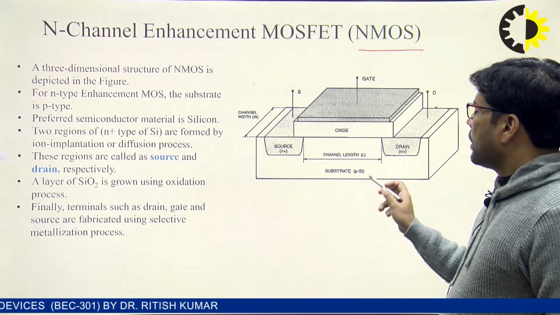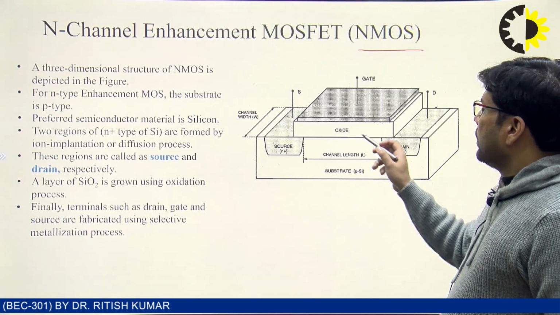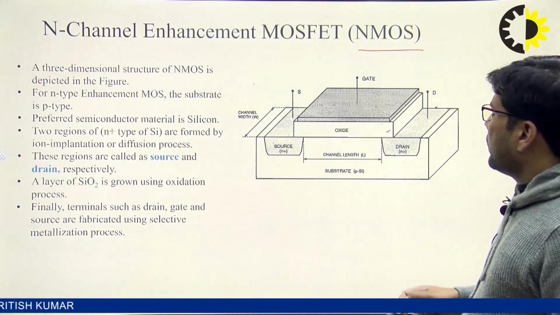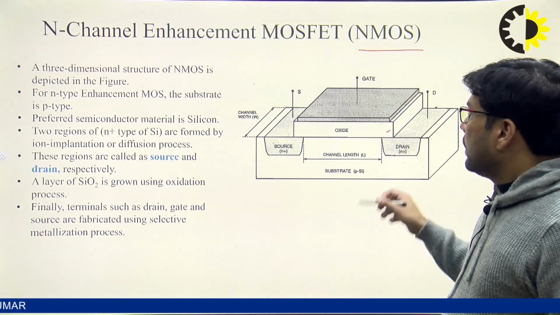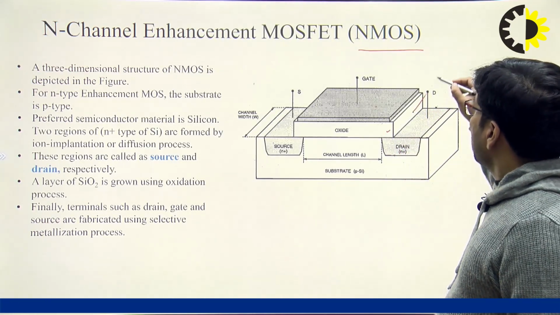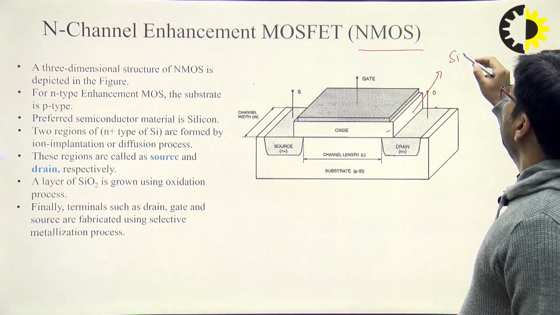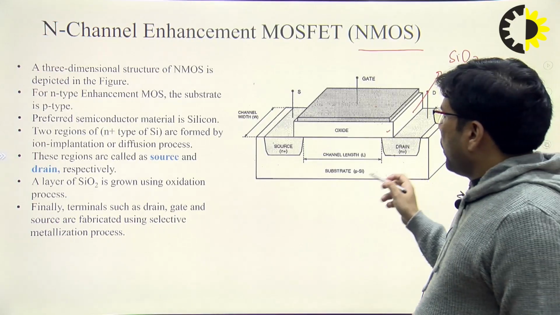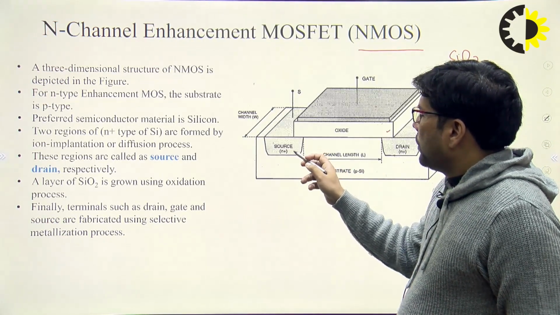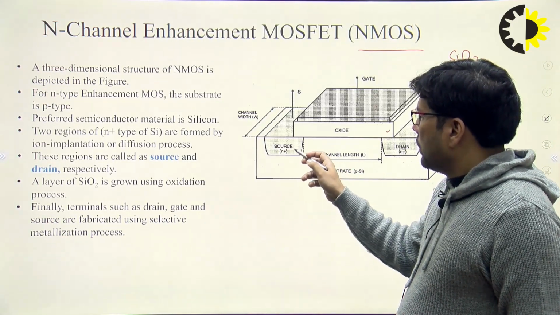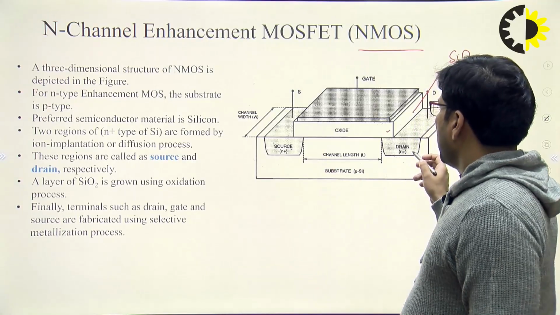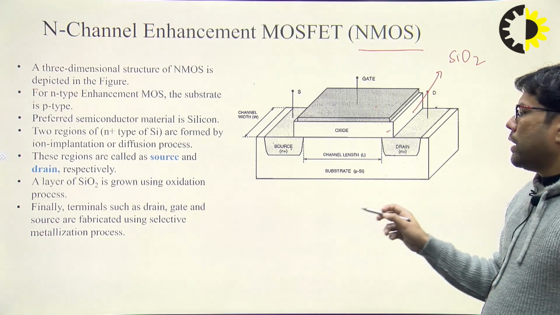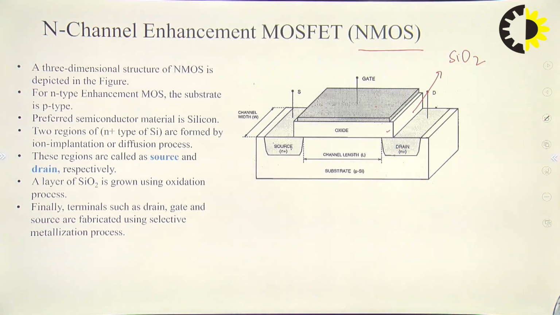Here I have taken the p-type substrate, and this is the oxide layer, and this is the gate terminal, and this one is the oxide layer. This oxide layer is nothing but the SiO2 layer, we can say, right? And you can observe here we have doped with n plus doping for source and drain, while the substrate we have taken here is p-type substrate.